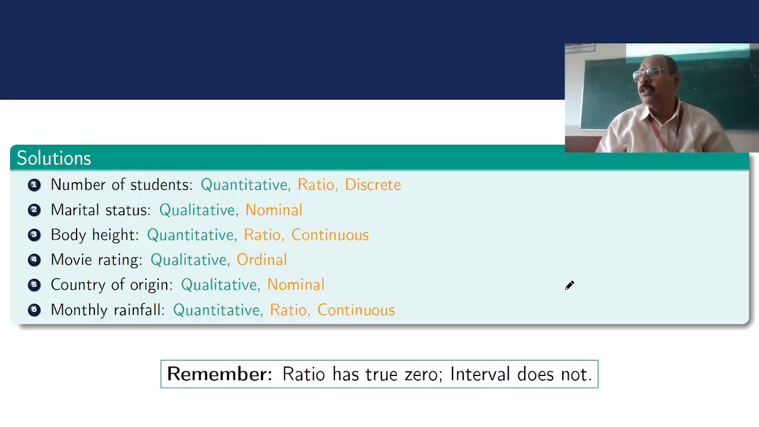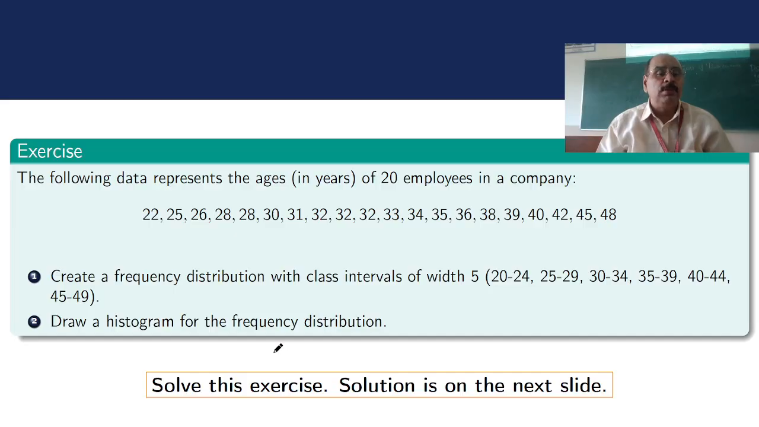This is the answer, and I want the answer in this format, okay? Whether it is qualitative, discrete, ratio, or what type. This is another one. I want you to draw the histogram. I'll teach you how to create a Python program for this. So initially I want you to do it manually. Create a histogram for this. This can also be included in your assignment.